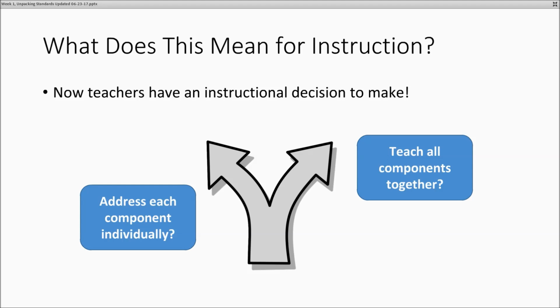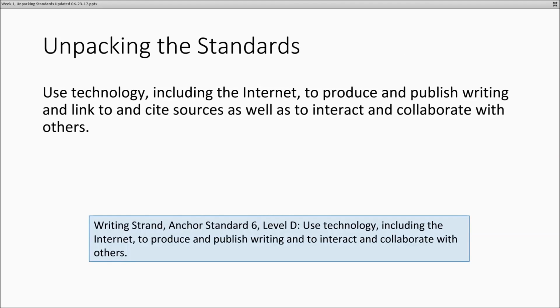For right now, let's focus on the process of unpacking by trying to unpack another standard together. This time, we're going to be looking at a standard from the writing strand, and this is Anchor Standard 6. Notice it's level D, a little higher. The overarching standard, the anchor standard, is the same in the blue box as it is above. Use technology, including the internet, to produce and publish writing, and link to and cite sources, as well as to interact and collaborate with others.